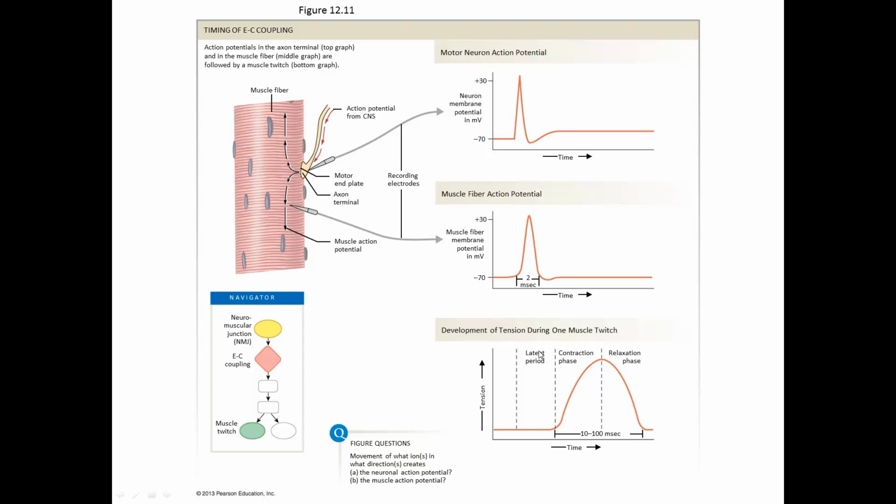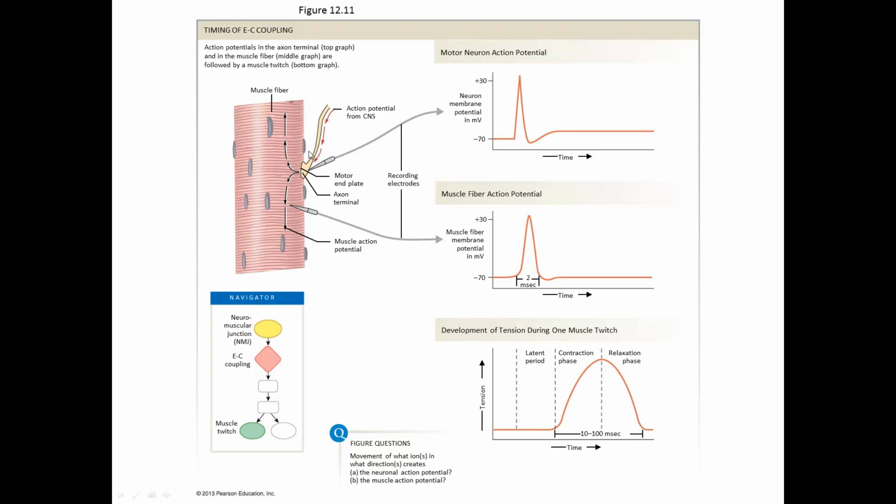Note though, here's the nerve action potential, very short. Slightly after it, you get the muscle cell action potential, slightly longer. Nothing's happening here. This is the so-called latent period. This tells you that something has to happen within the muscle cell before you see a response.